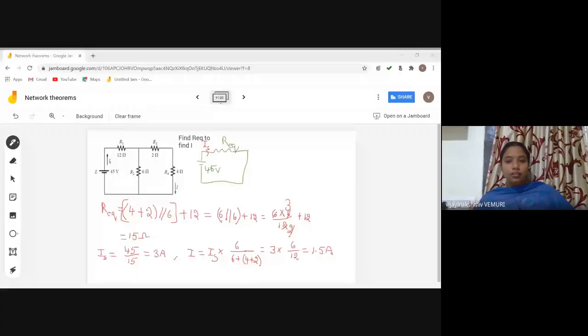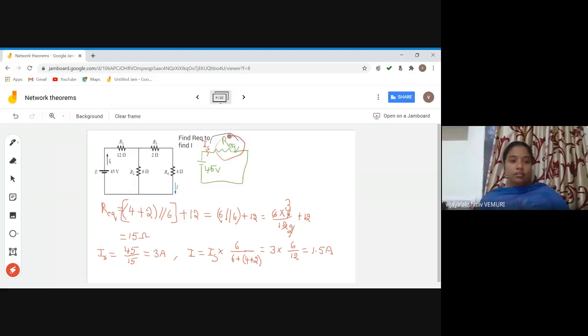If you just observe here, you need to find the ratio of this voltage to this current. Since it is a very simple circuit, I am using the current division method and the reduction method. Both are in series, isn't it? 4 and 2 are in series. That combination is in parallel, and that combination is in series. So first of all, you need to find R equivalent for this combination.